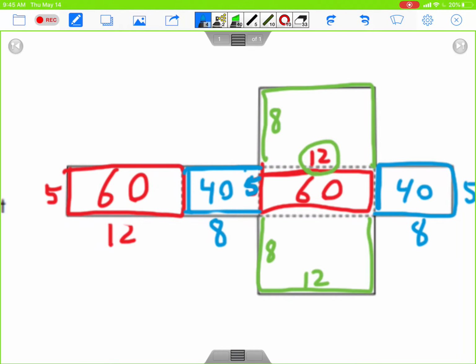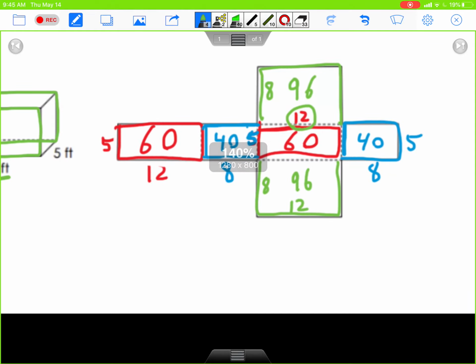And then lastly is my green rectangles, 8 times 12. And that's going to be, let me change the color, 96 for the area of my green rectangles. Once you have the area, I like to put the area in each rectangle so I know I did each one, so I didn't forget any.